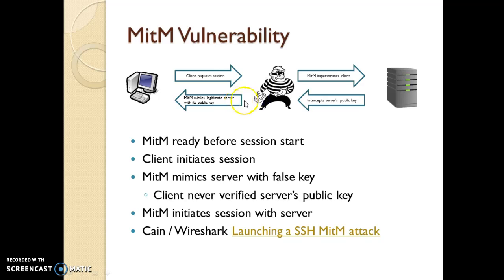The man in the middle will mimic the legitimate server and send the client the public key of the man in the middle. Concurrently with this, the man in the middle will also now be opening a session with the server. He will impersonate the client. The server will then send its public key, to which the man in the middle will intercept that. So now the man in the middle has two sessions going, one with the client and one with the server, and he can intercept the legitimate communications and then capture the data that it needs.